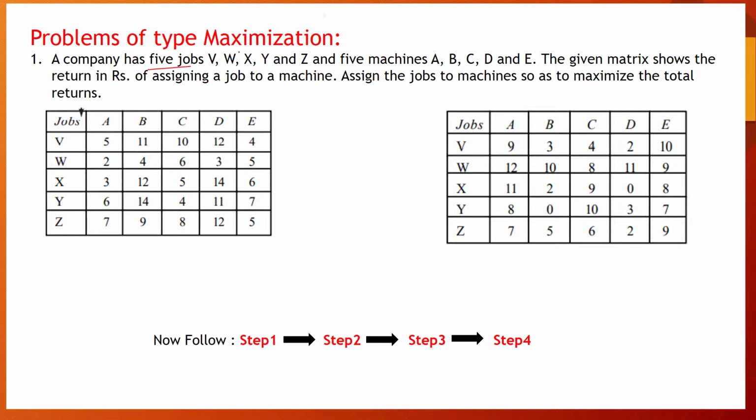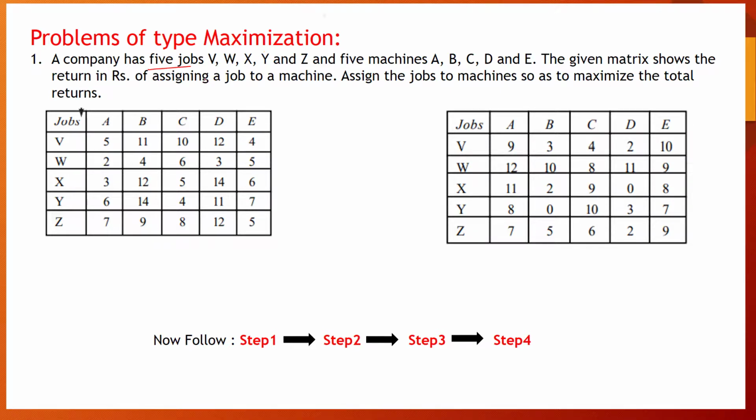Here jobs means workpieces or materials, and then 5 machines A, B, C, D. The given matrix shows the return in rupees. So these are values in rupees for assigning a job to a machine. Assign the jobs to the machines so as to maximize the total return. So here this is the profit, so we need to increase the profit. So it is a maximization type of problem.